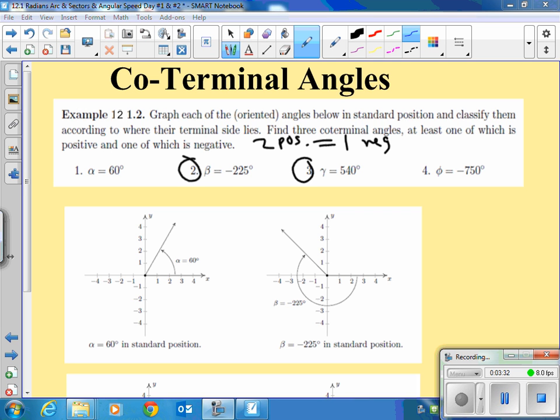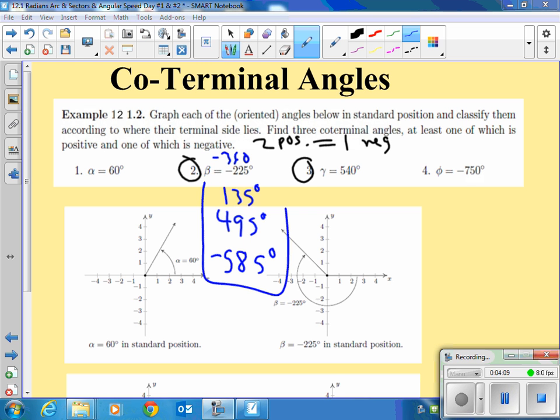So for this negative 225, if I add 360, I'm going to get 135. Does that sound right? Yep. And then if I add another 360, I'm going to get 495. If I subtract 360, now I'm going to have negative 585. And so these are 3 coterminal angles that you get by adding or subtracting how much? 360. Add or subtract 360. You got it.